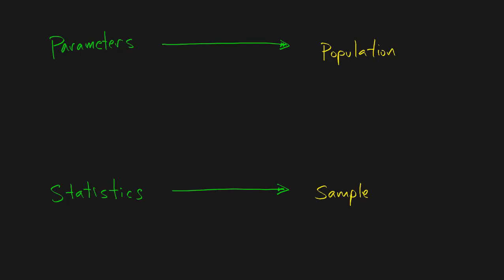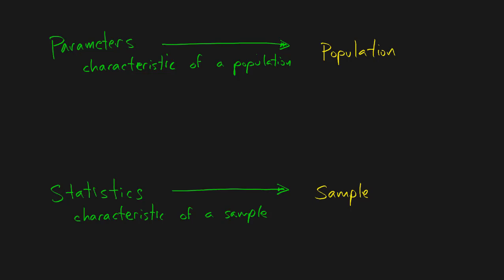So a parameter is a characteristic of a population, whereas a statistic, or statistics, these are characteristics of a sample. Okay, so let me just clean this up a little bit. Okay, so a parameter is a characteristic of a population, and a statistic is a characteristic of a sample.